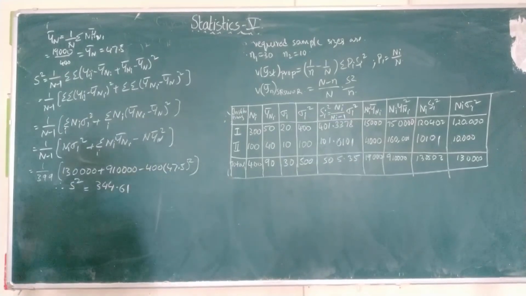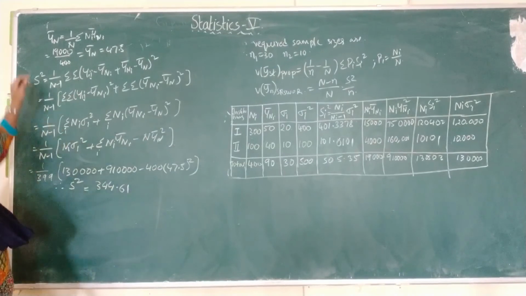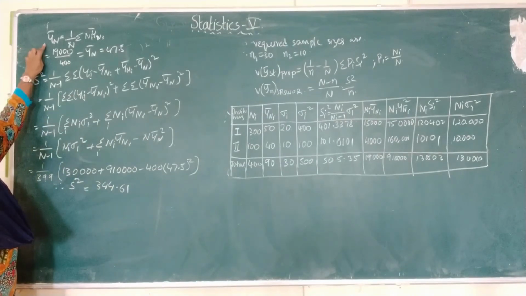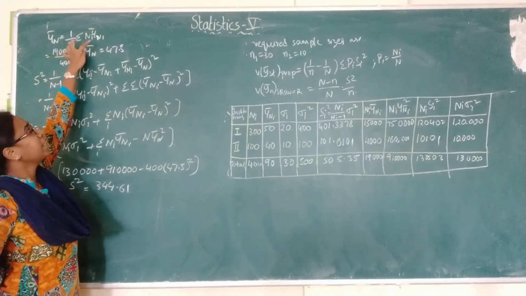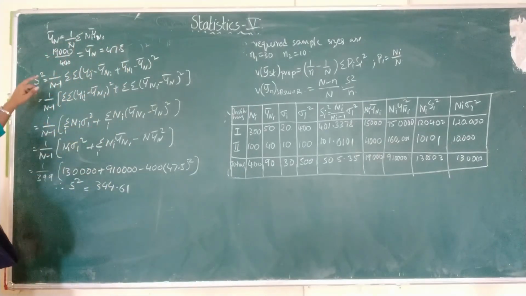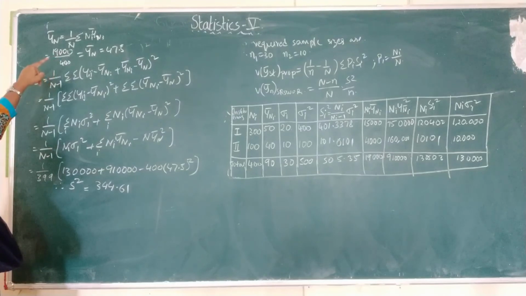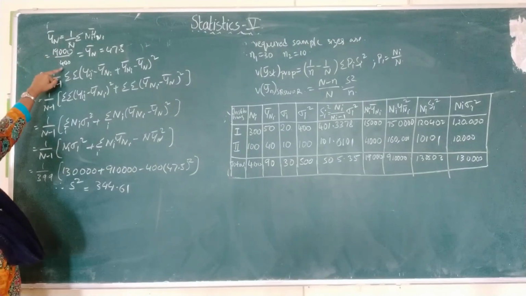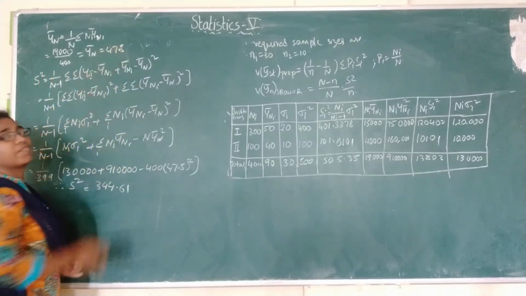So now, after completing this table, find out all the summation values, then find out the overall mean, that is Y bar. So what is the Y bar formula? 1 by n summation Ni into Yi bar, as we have in the notations also. Substitute the values. The summation of Ni into Yi bar we got already, that is 1900, divided by the sample size 400. You will get the mean value as 47.5.